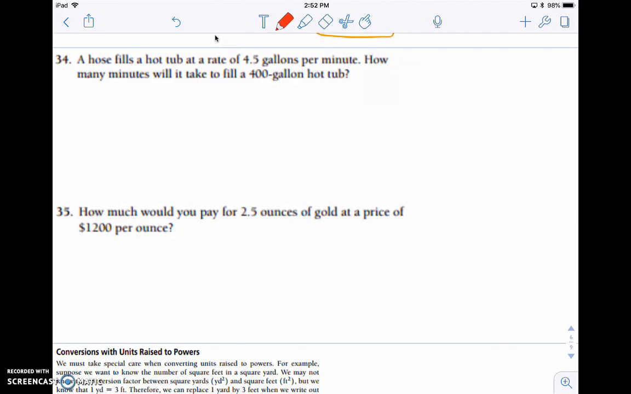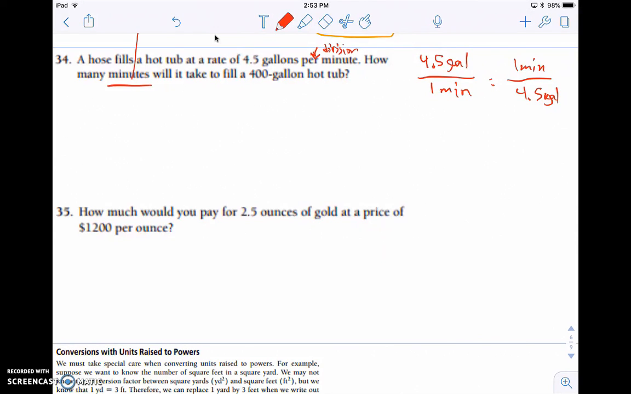Okay, next one. A hose fills up a hot tub at a rate of 4.5 gallons per minute. Now when you see per, that word right there is usually meaning division. That says division, I promise. So that's going to be 4.5 gallons for every 1 minute, or 1 minute gives us 4.5 gallons. So we want to know how many minutes. So again, in the end result, we want minutes. So how many minutes will it take to fill a 400-gallon hot tub?